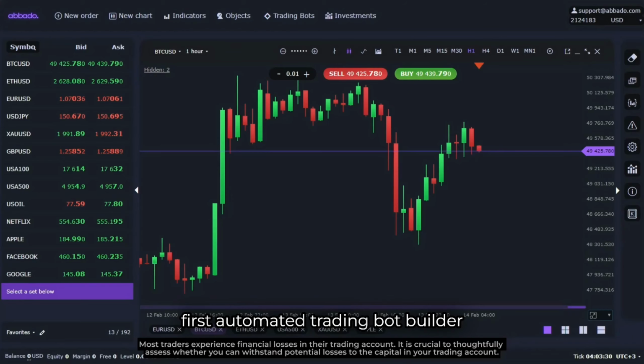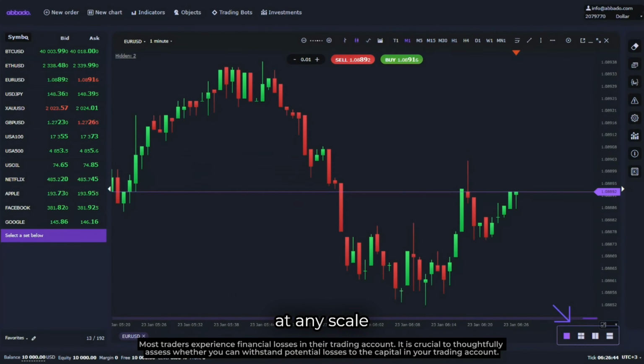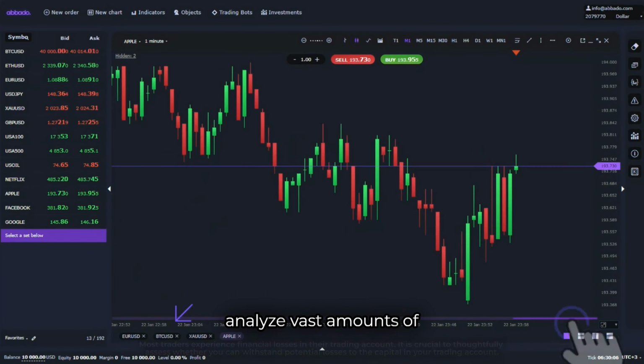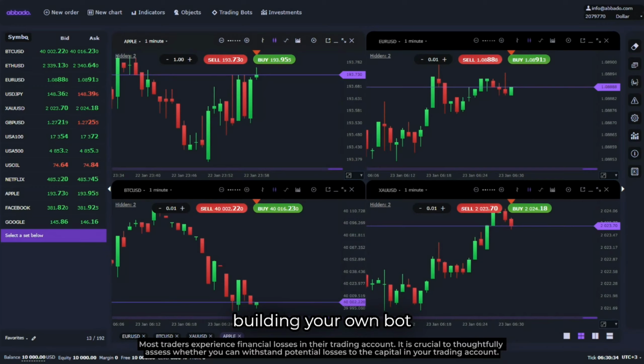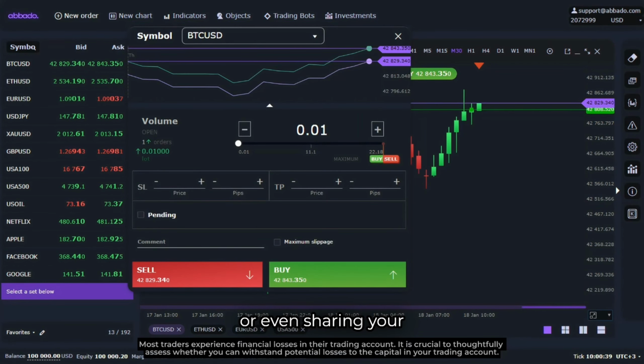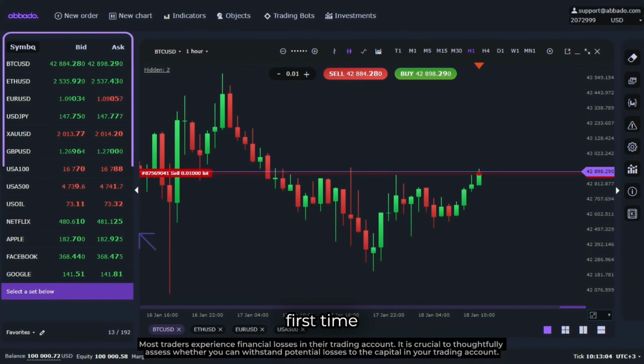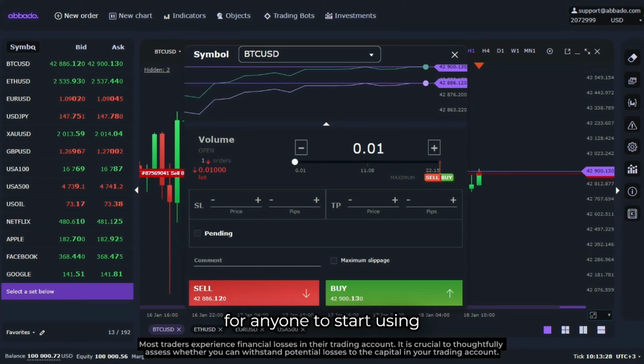Abato features the world's first automated trading bot builder. With just a few clicks, you can design, launch, and execute automated trading strategies in real time at any scale. Imagine being able to analyze vast amounts of market data in seconds, building your own bot instantly, or copying the strategies of top traders, or even sharing your own for others to duplicate on a global scale. All of this is now possible for the first time, and it's absolutely free for anyone to start using.